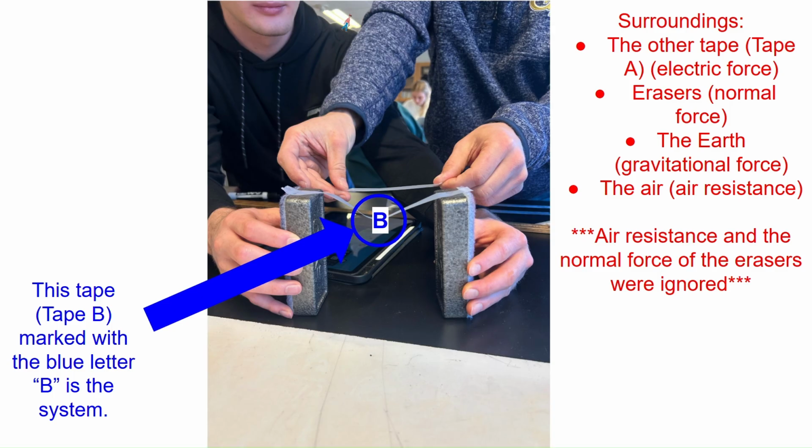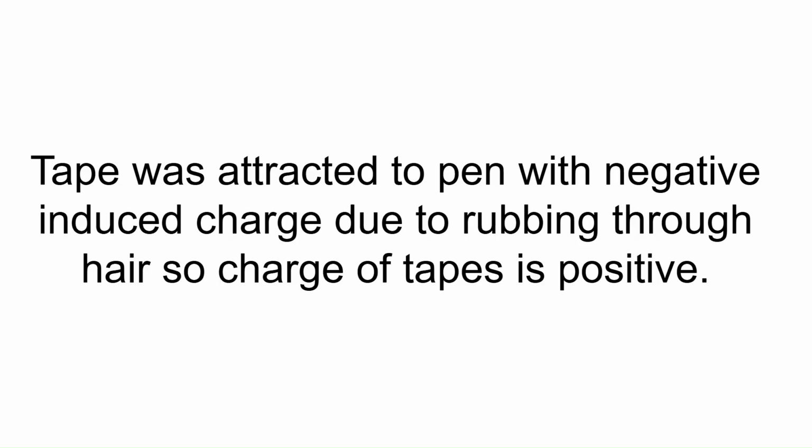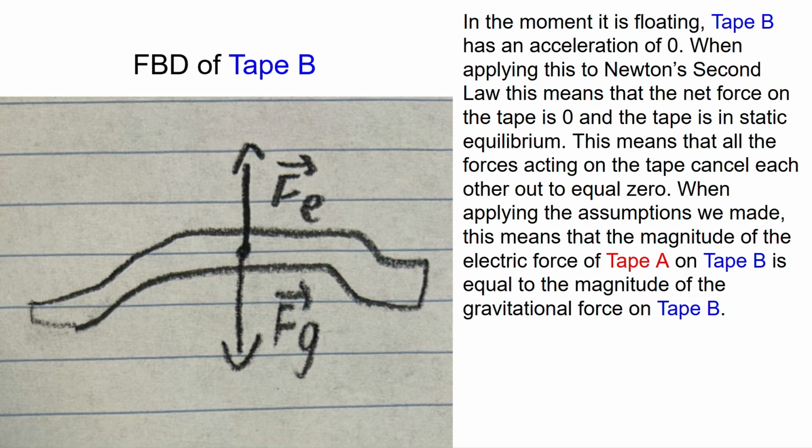This is us setting up the lab, and tape A later goes under tape B and causes it to float. The tapes were attracted to a pen with negative induced charge due to rubbing it through hair, so the charge of both tapes is positive.